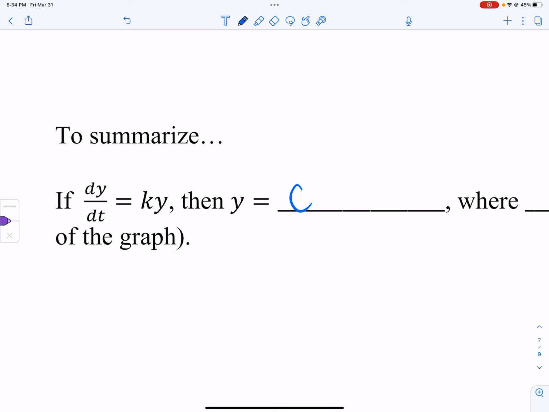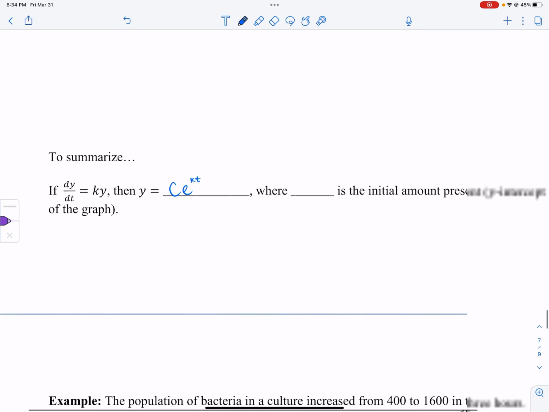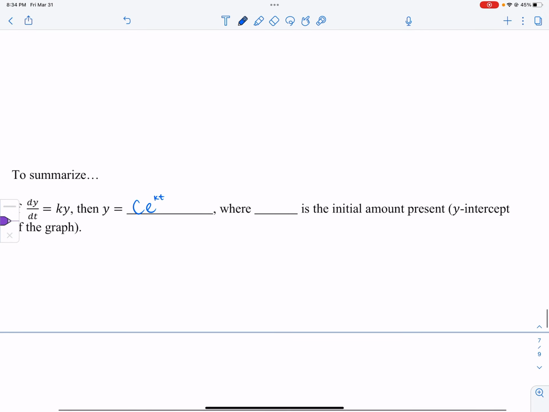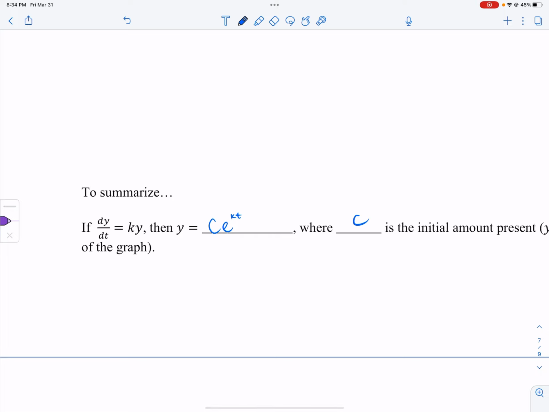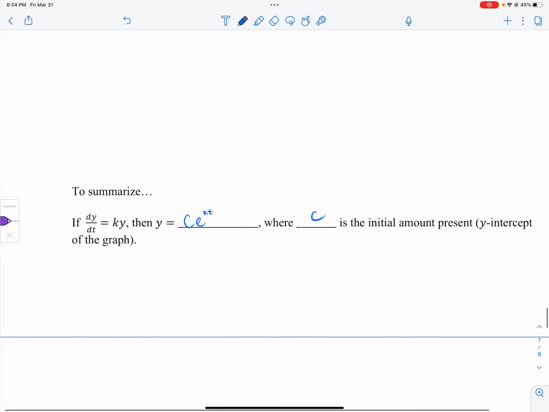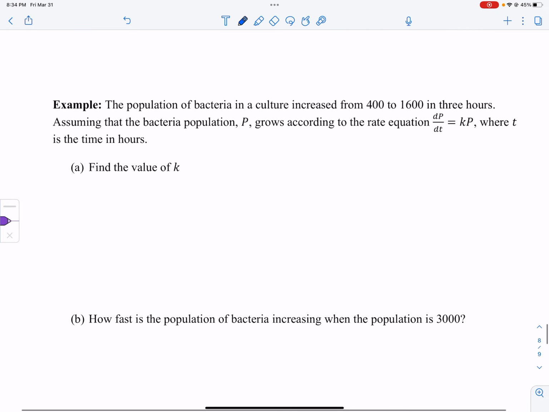Okay, so if that is true, then y is equal to c times e to the kt power, where c is the initial amount present. Well, initial amount usually means when no time has passed, like the amount that you're starting with. So like when t is equal to 0, well, if t is equal to 0, right, e to the 0th power is just 1. So c would represent the initial amount present, which also corresponds graphically to the y-intercept of the graph.